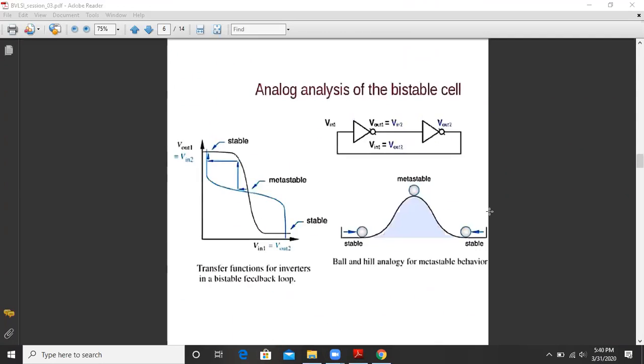Let us look at an analogy over here. This metastable, or it is also called unstable state. So we have a ball and hill analogy. As you can see, the balls over here and here are resting over a stable state, whereas the ball over here on the top of the hill is in a metastable or unstable state. A slight disturbance from here can push the ball towards the left or towards the right. Hence, it is an unstable state or a metastable state.